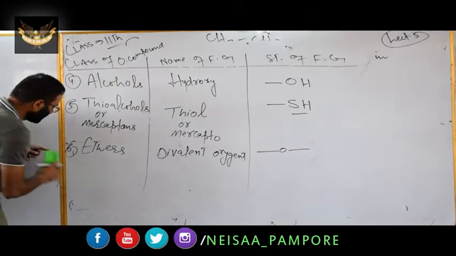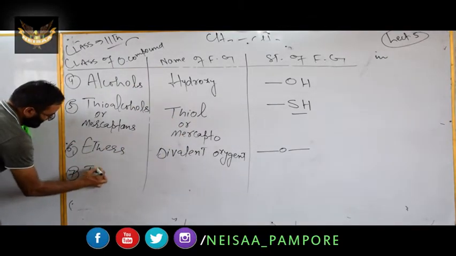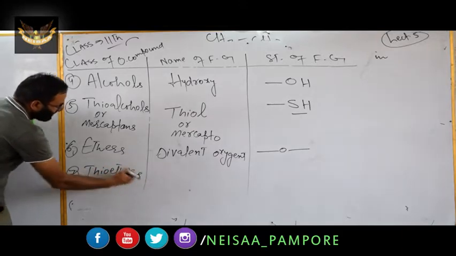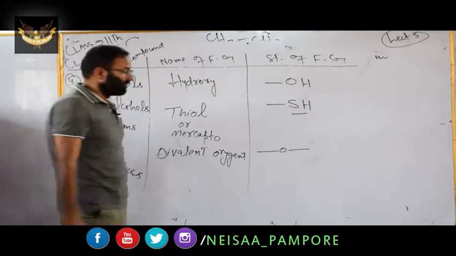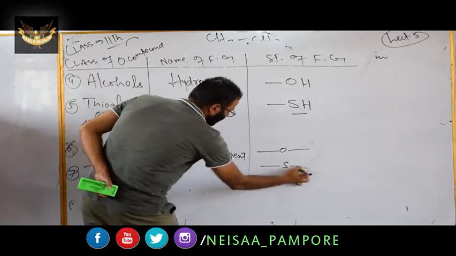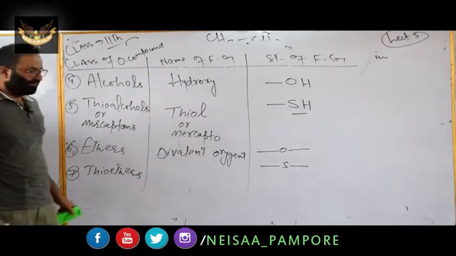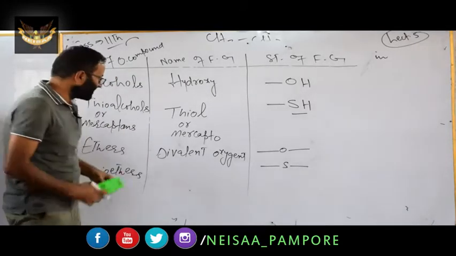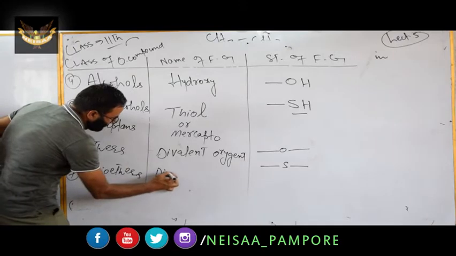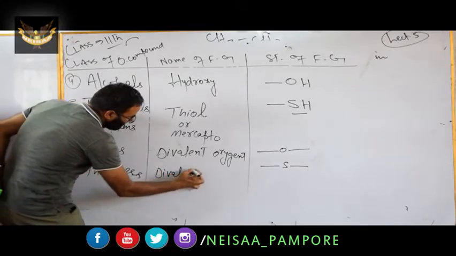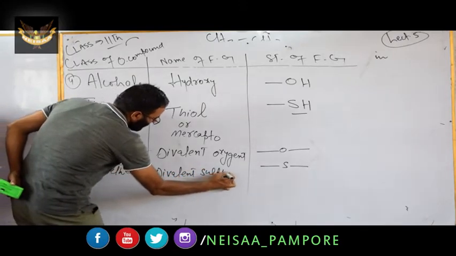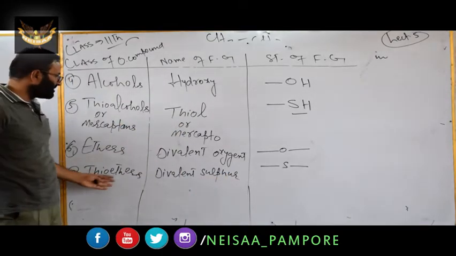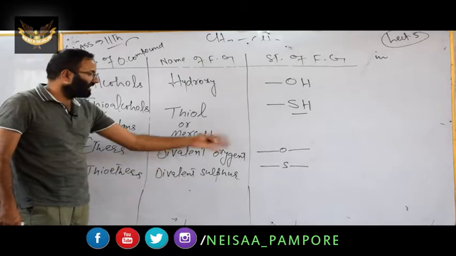We have the next one, that is thioethers. Then what will be the name? What will be the functional group? Instead of O, it will be sulfur. Thio. The first was ether, now it is thioether. Instead of O, we have the sulfur. Its name will be divalent sulfur. Remember this point. We have the thioethers, we have divalent sulfur, and we have the S.